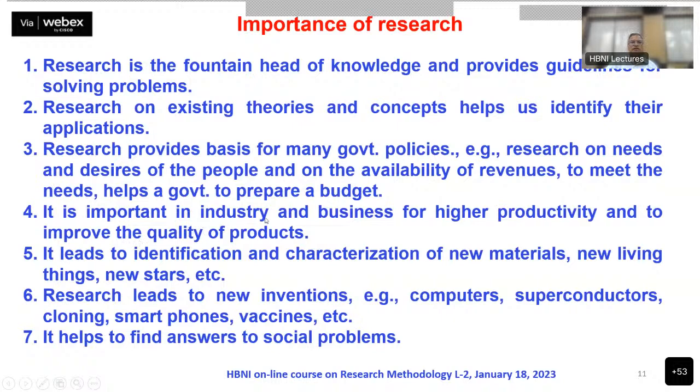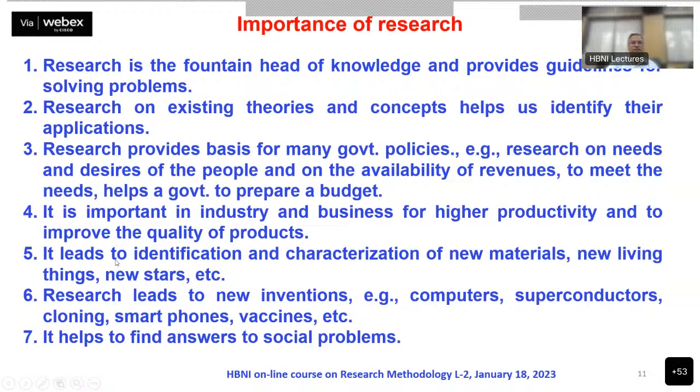Research is also important in industry and business for higher productivity and to improve the quality of products. You must be seeing the same product made by different companies. They tell you their product has superiority over the others in terms of certain things, the cost, the quality, the efficiency, and so on. So industries are doing research continuously to improve their products.